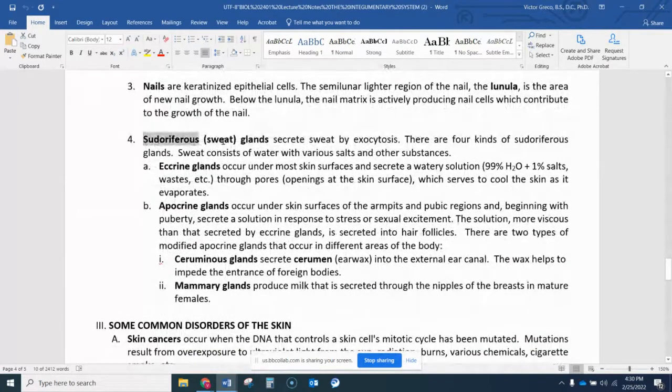Sudoriferous glands, those are sweat glands. There's two types, but by a long shot, the most numerous sweat glands that we have that actually are there to cool us off when we're warm are the eccrine glands, the eccrine sweat glands, which you can see is mostly water, also a little bit of salt and a little bit of waste product in the sudoriferous glands, or the eccrine glands, I should say more specifically. And they open through pores onto the skin surface.